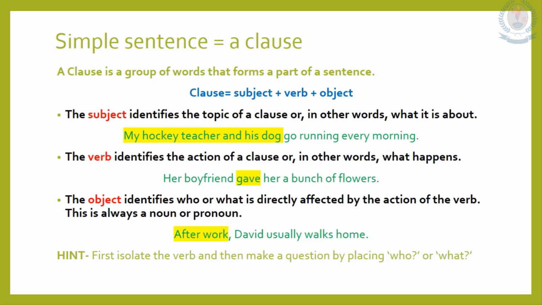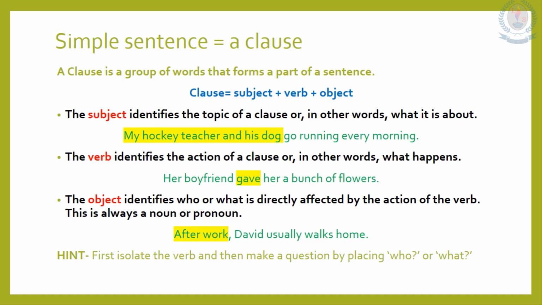Your object identifies who or what is directly affected by the action. It's always a noun or a pronoun. So, after work, David usually walks home. Work is a noun, and what happens. This is not the main part of the sentence. This is not the who or the what or the action. This is the rest of the sentence that forms the object, right?